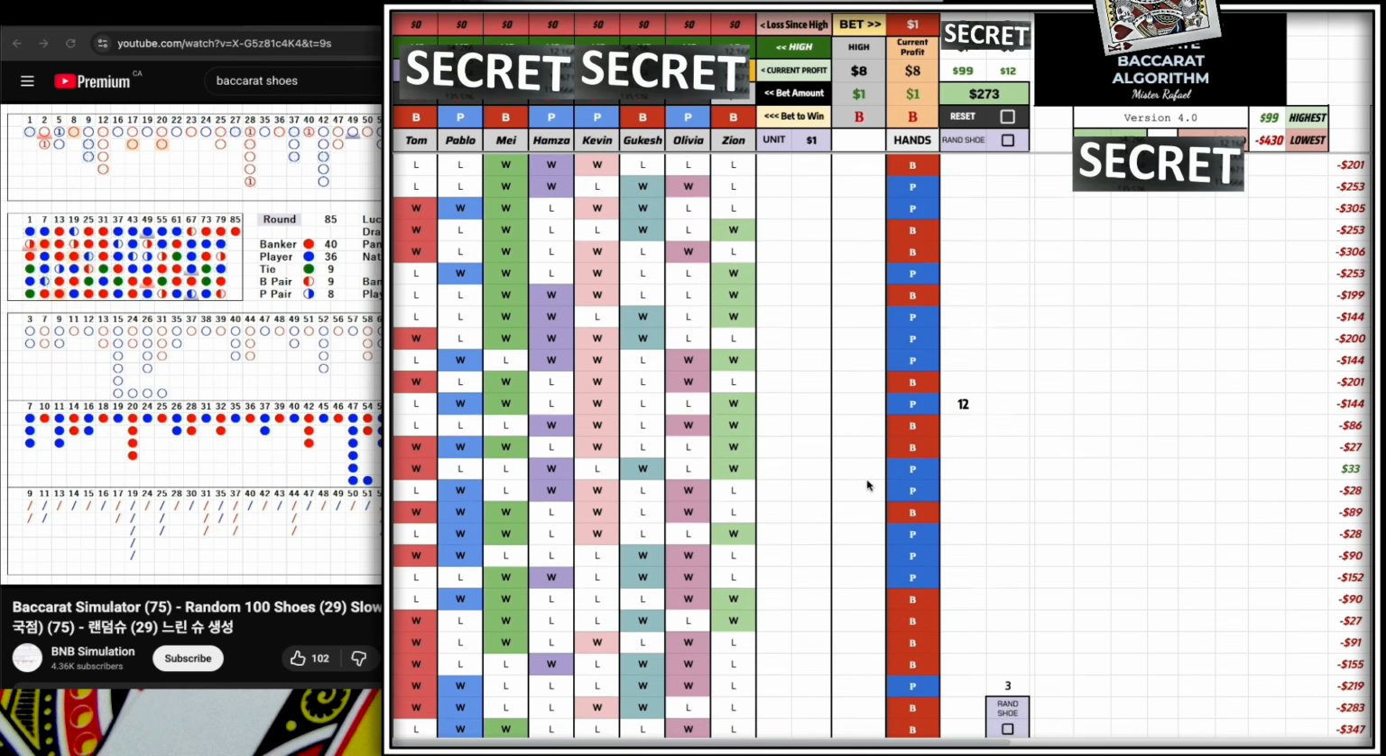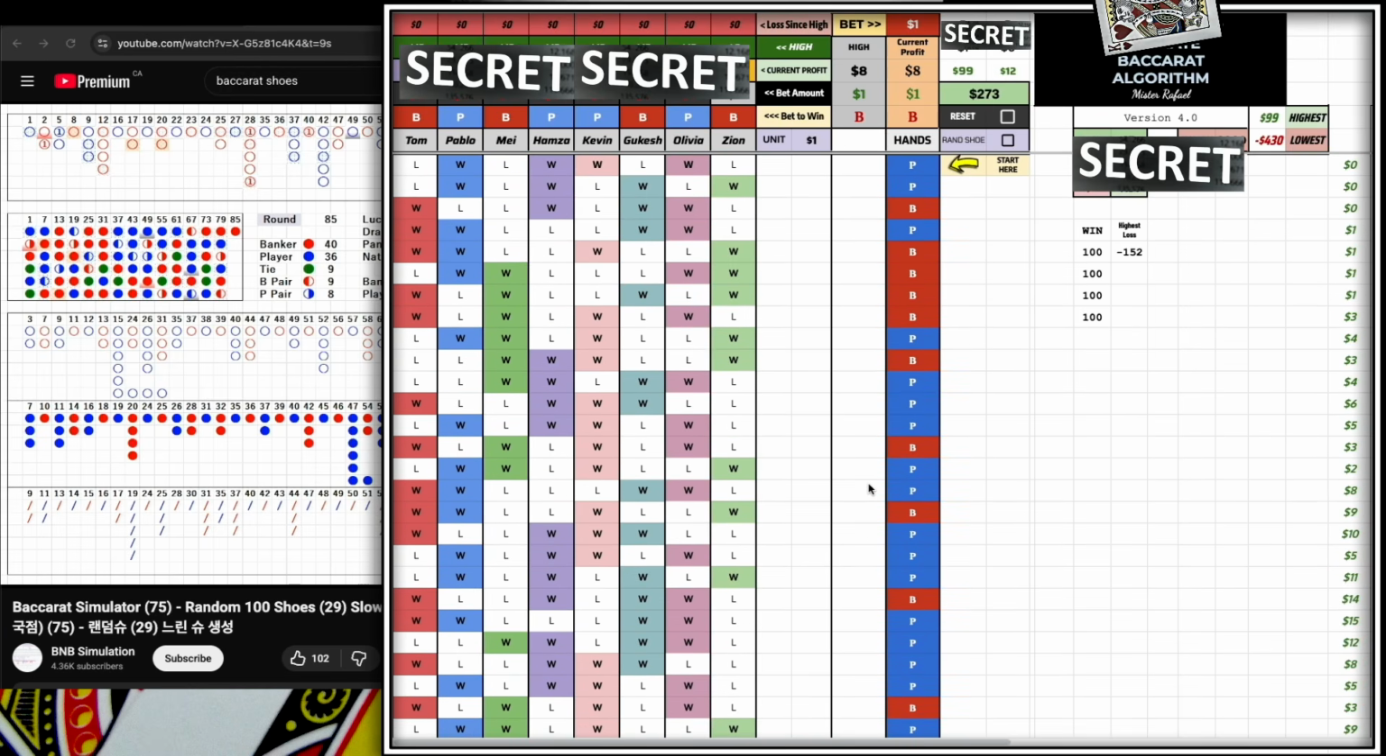So 3 shoes needed, right? We're just going to type in 100 here because the other win goals we had 104 a bunch of times, right? So it balances out. But we need to update this amount.